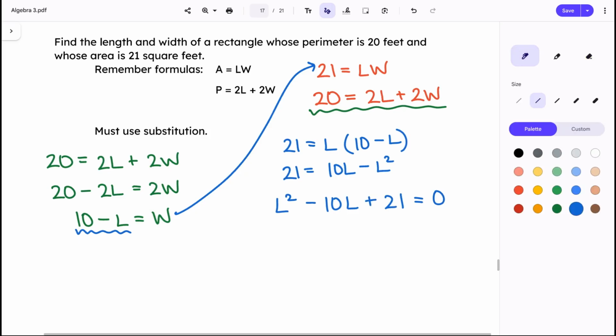So what are two numbers that multiply to 21 and add to a negative 10? What'd someone say? 3 and 7. Are they both negative or both positive? Both negative. So what are my possible length dimensions?